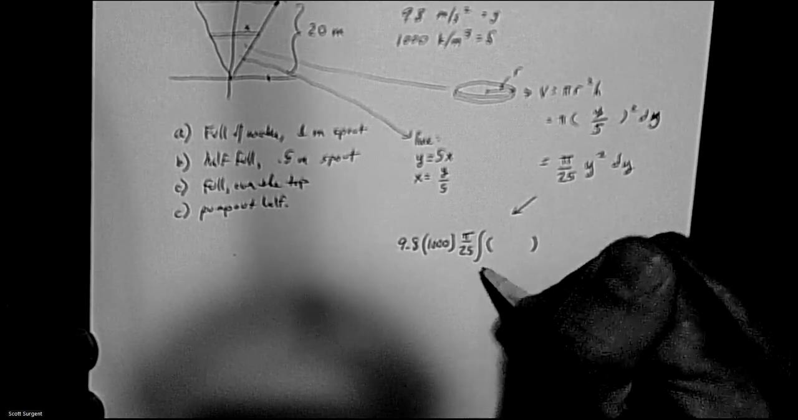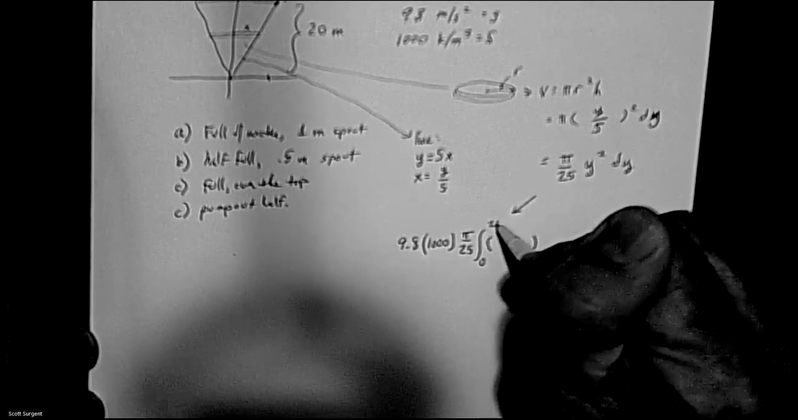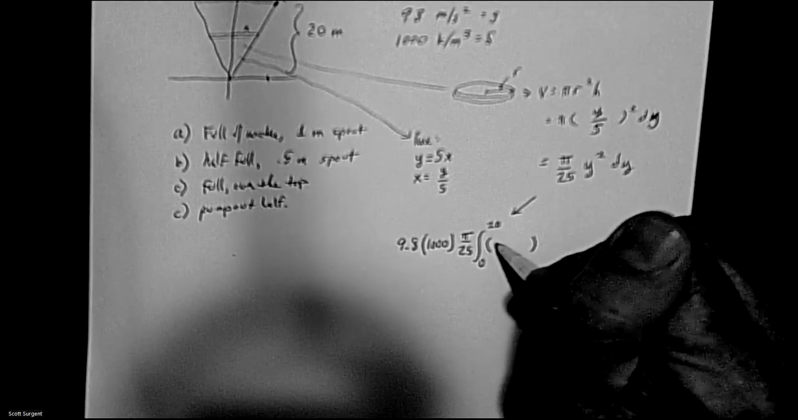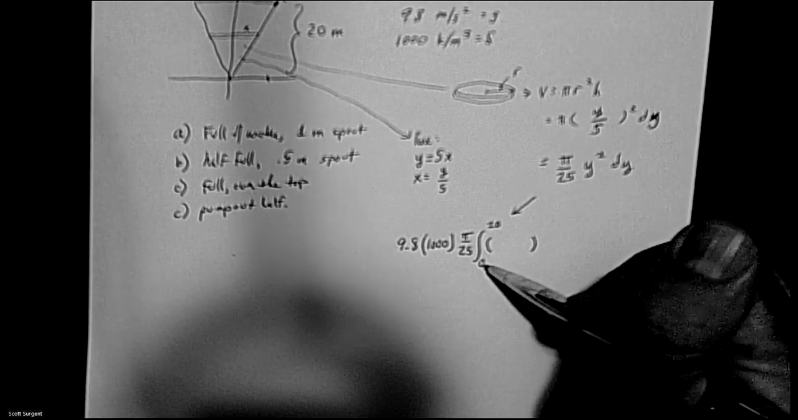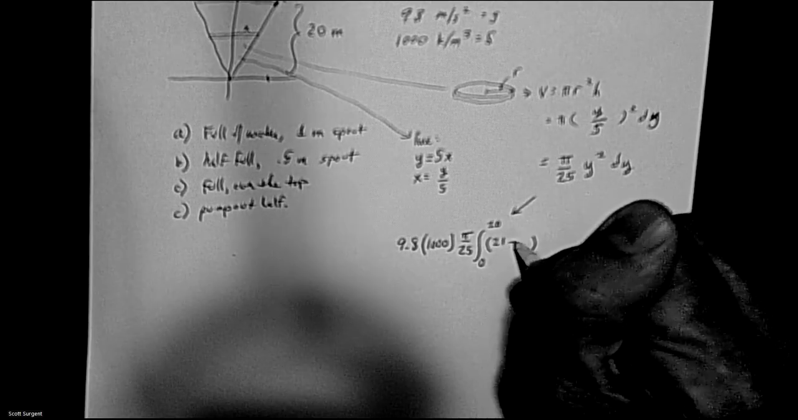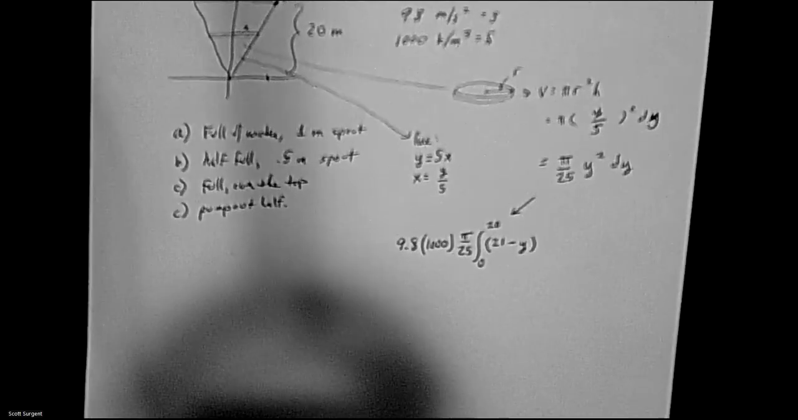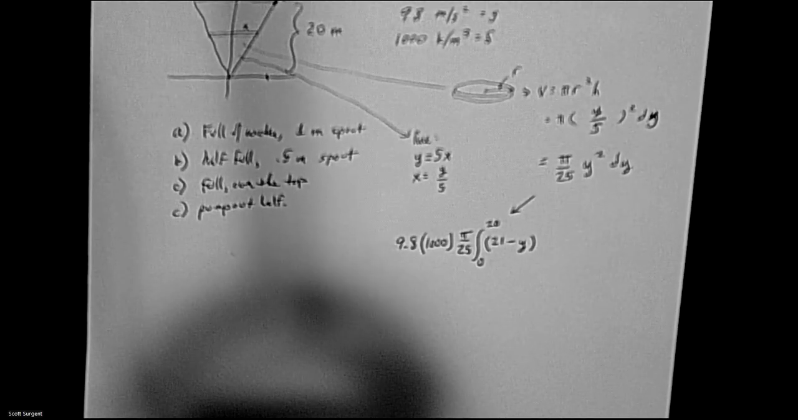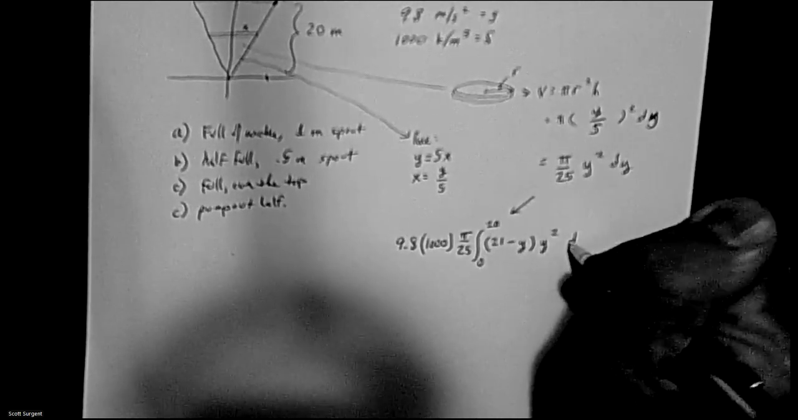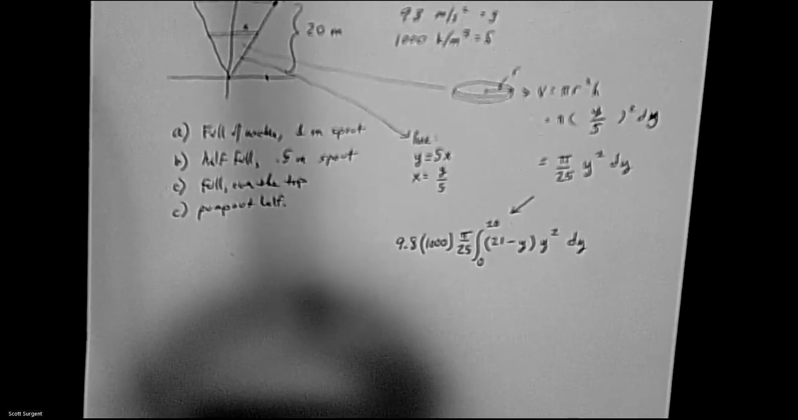The idea is that if my bounds are going to be 0 to 20, at the top, I should only be pumping it out 1 meter. And then at the bottom, the stuff that's at the 0 should be being pumped out 21 meters. So it looks like I should have 21 minus y as my distance. And then, of course, I've got this y squared to deal with, and then dy, and that looks good to me. Let me just stare at that myself, make sure I'm happy with it.